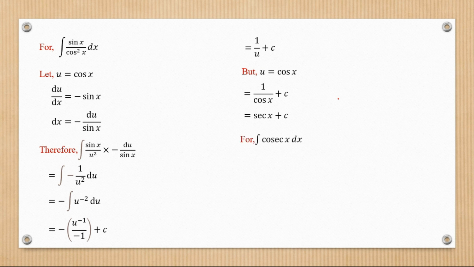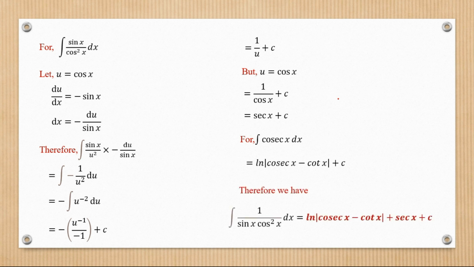For the other side, the integral of cosec x dx, remember earlier in this section I showed you a method to integrate cosec x. I told you it's quite different because of what we have to select for u. But we remember that the answer we got was ln |cosec x minus cot x| plus c. Therefore, the integral of 1 over sine x times cos squared x dx is equal to ln |cosec x minus cot x| plus sec x plus c, and that is our final answer.